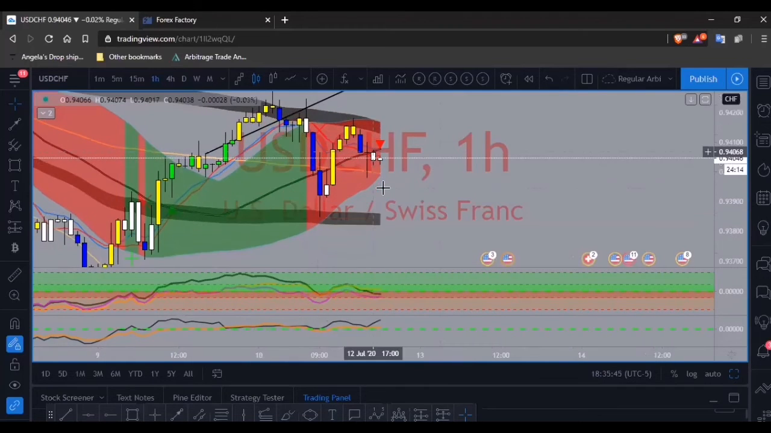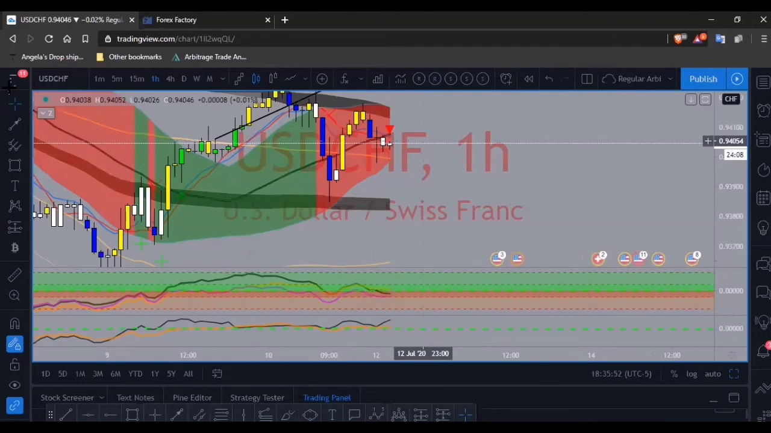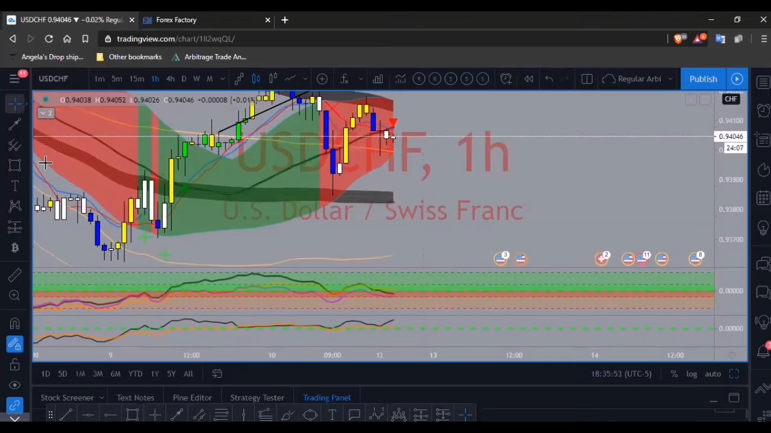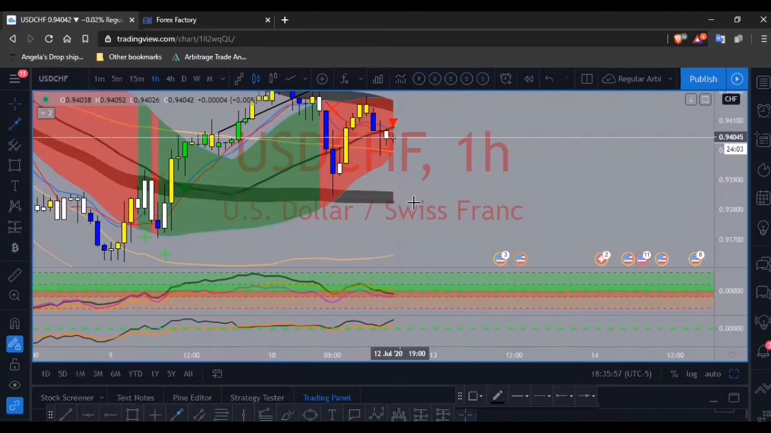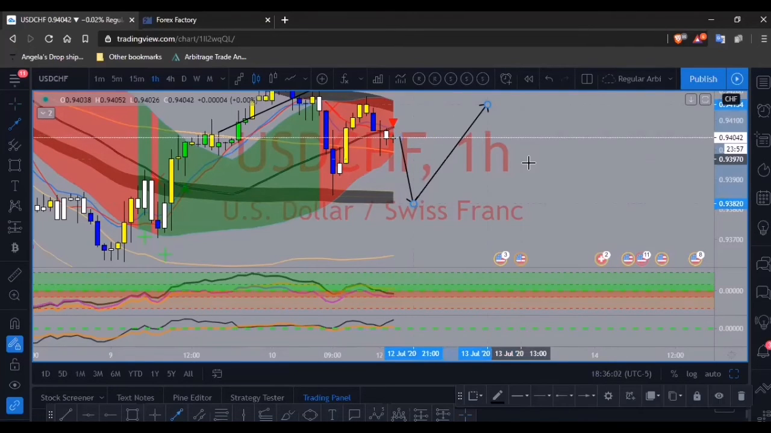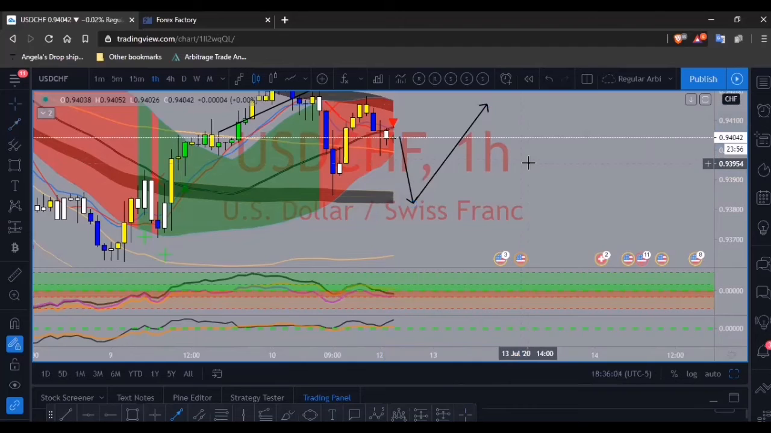Now it's calling for a sell, but I don't like the sell, because I definitely want to buy. But I could definitely see price coming back down and dropping to this lower danger zone, then pushing up. I can see that potentially happening.